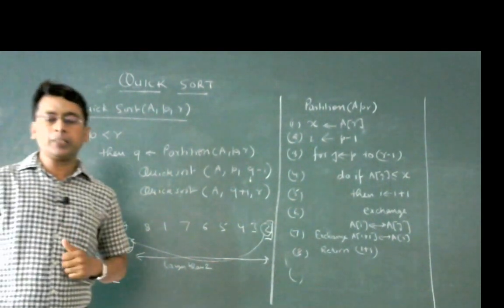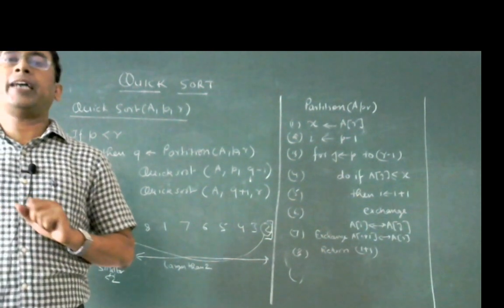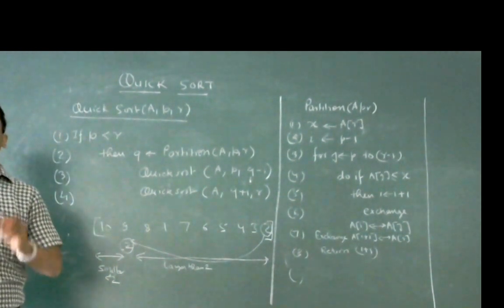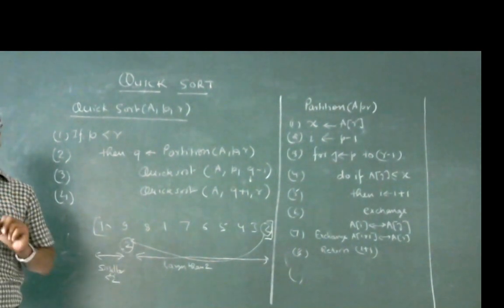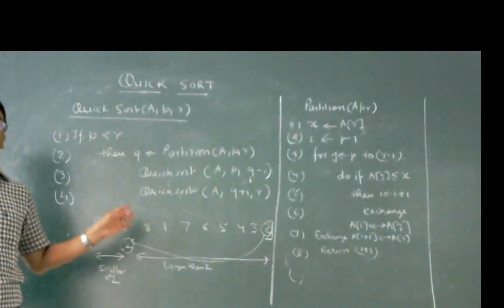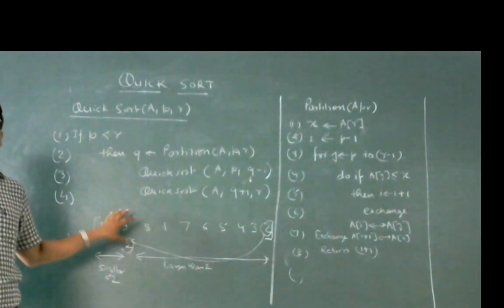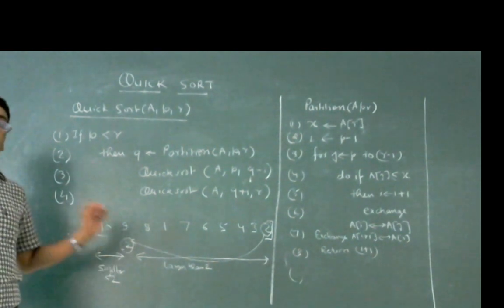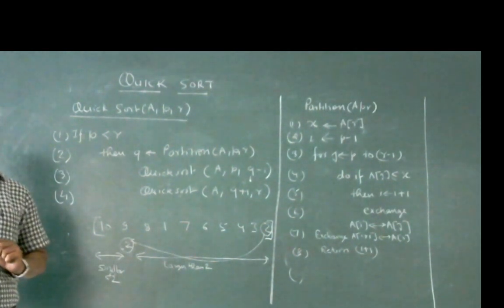What is the advantage? The advantage is that without sorting the whole array we can find out the position of a single element. So this is quite a quick technique. It is faster than many of the algorithms, but in certain situations it performs very poorly.